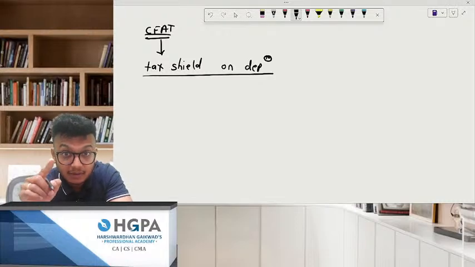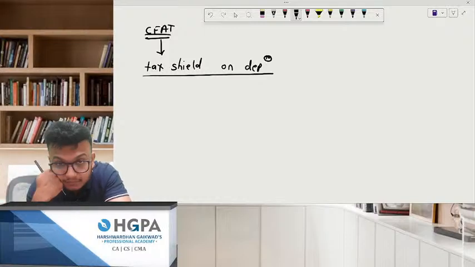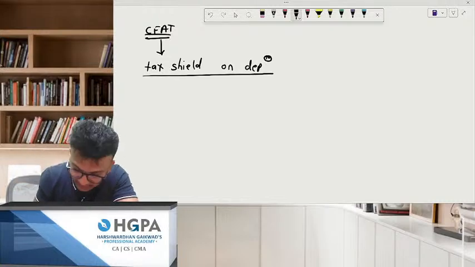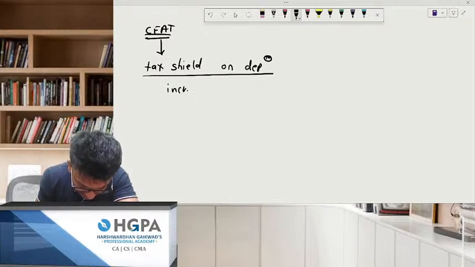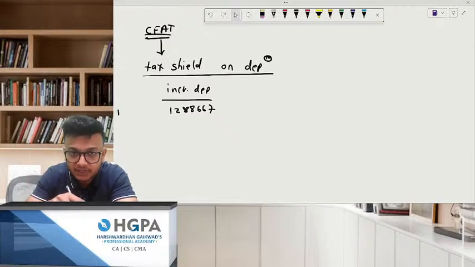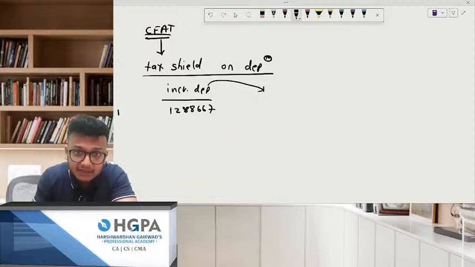So what you can do, pay attention. You compute depreciation for the new machine. You compute depreciation for the old machine as per the rate. Then you deduct the figures. You'll get one figure, for example the first figure, the incremental depreciation. That figure is going to come to about 12 lakh 88,667. This is for year one. So what is this figure? This figure is new machine depreciation minus old machine depreciation.